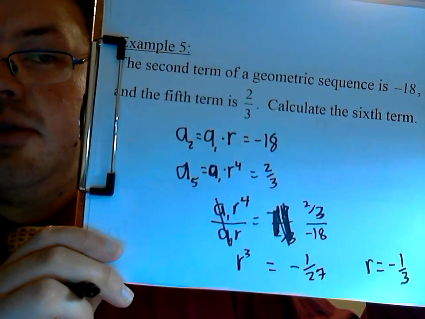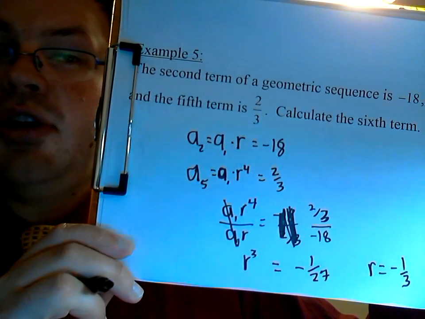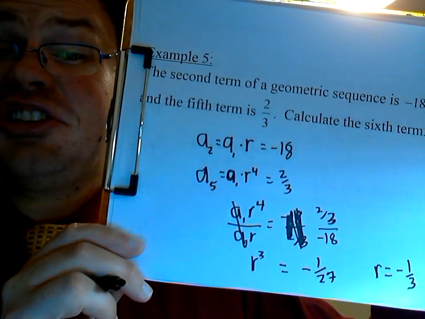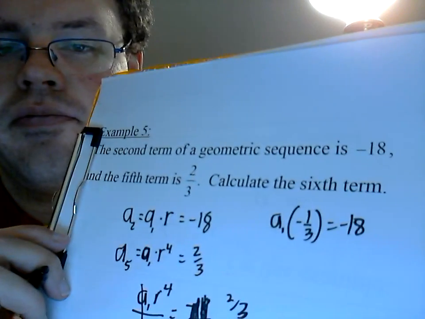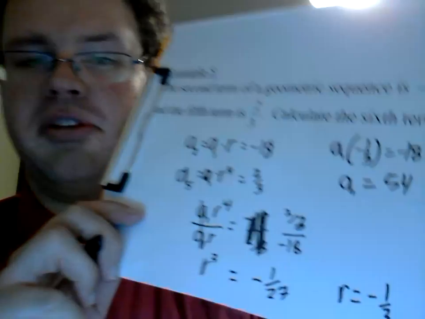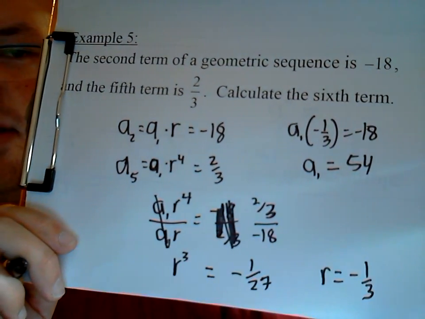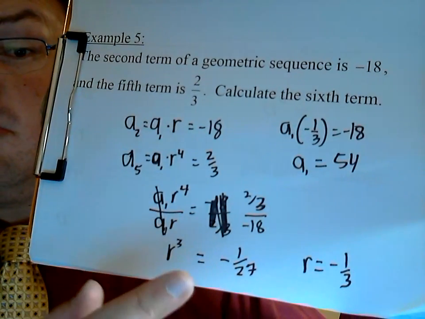So now we know r. Now we can substitute in, figure out what that first term is. Let's substitute into the first equation. a1 times -1/3 is -18, which means a1 equals 54. Multiply both sides by -3. And now we know the first term. We know the constant ratio.